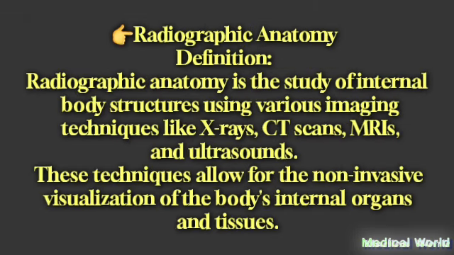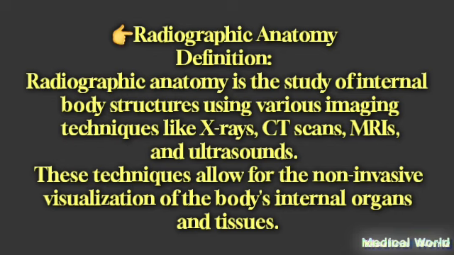Radiographic anatomy. Definition: radiographic anatomy is the study of internal body structures using various imaging techniques like X-rays, CT scans, MRIs, and ultrasounds. These techniques allow for the non-invasive visualization of the body's internal organs and tissues. In simple words, radiographic anatomy means using machines like X-rays, MRIs, and ultrasounds to see inside the body without cutting it open. Explanation with examples.